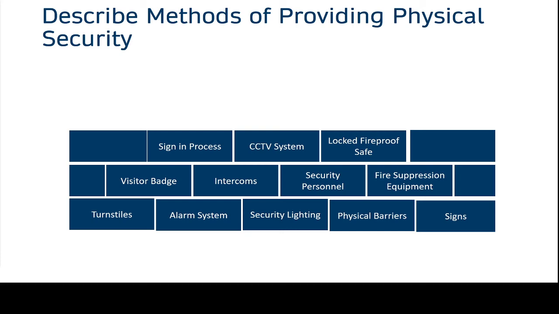We've got turnstiles. In a lot of the office buildings in Glasgow, or in any city, you'll see these: you hit your ID badge off the turnstile, and then it allows you to enter. Alarm systems, security lighting, physical barriers, and signs. Signs is one that's overlooked as well, so having signs is a good way of ensuring security, to alert people to the fact that there may be alarm systems or CCTV cameras.